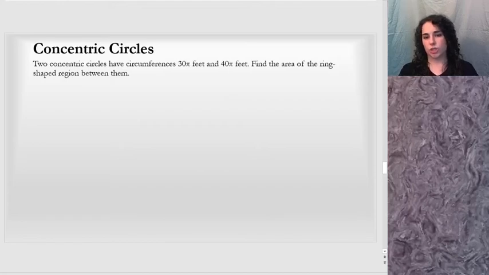Concentric circles. Two concentric circles have circumferences 30 pi feet and 40 pi feet. Find the area of the ring-shaped region between them.